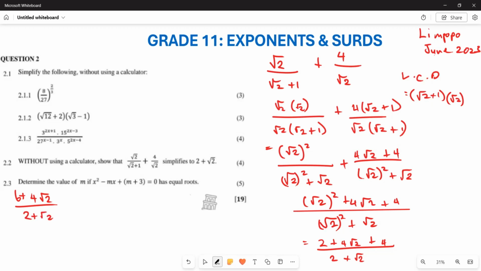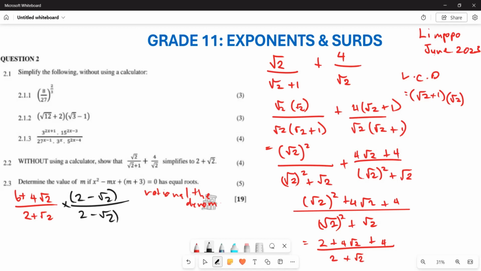And now what are you going to do? You are going to rationalize the denominator. What are you going to do to rationalize this denominator? You're going to multiply by the bracket that makes the denominator a difference of two squares. Remember, if you multiply by 2 minus root 2 here, this is going to be a difference of two squares, which means also in your numerator, you're going to multiply by 2 minus root 2. Okay, so you're going to multiply by this particular bracket.